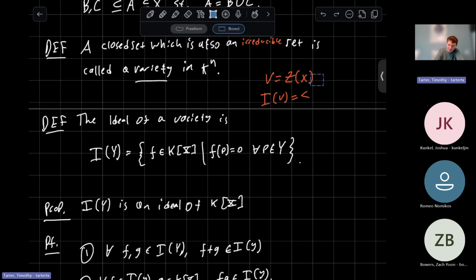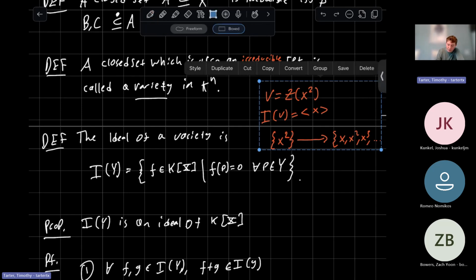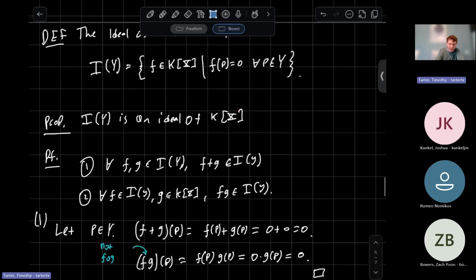Let me move this around. You take the ideal of this variety and you get that it's generated by x. You might be thinking there's some kind of failure of injectivity if you're taking a map from this over to the set x squared, x cubed, and all of their linear combinations. So do we lose information? Kind of, but we'll see later that we get a lot of information back.